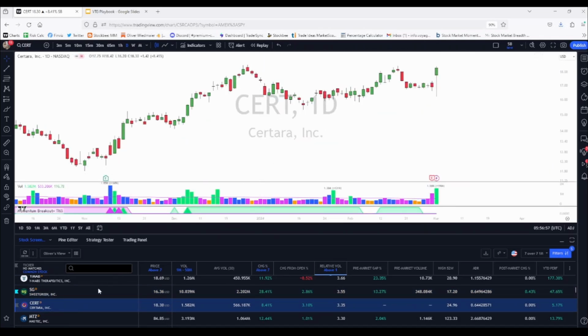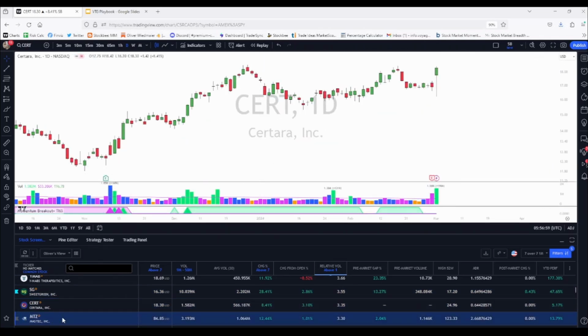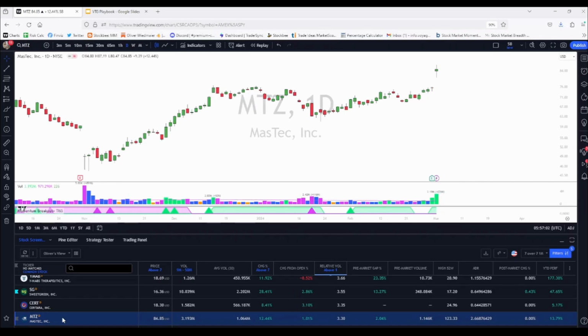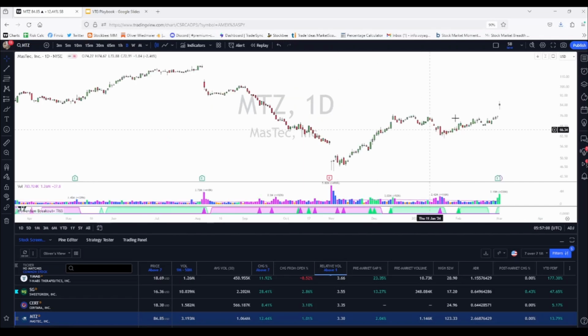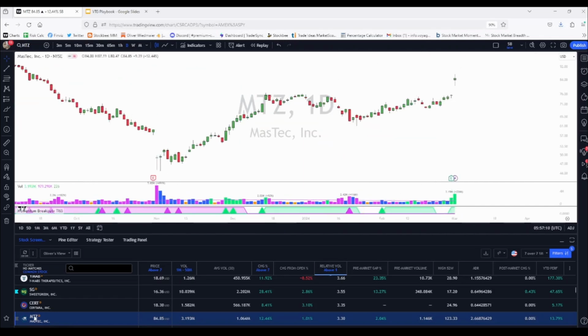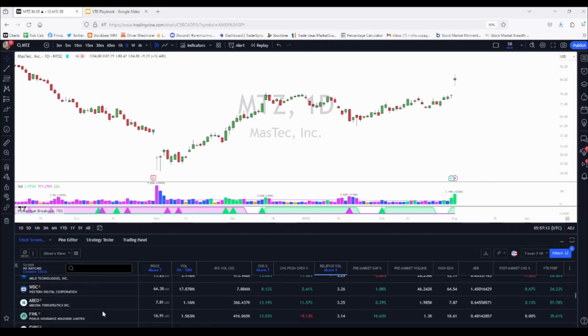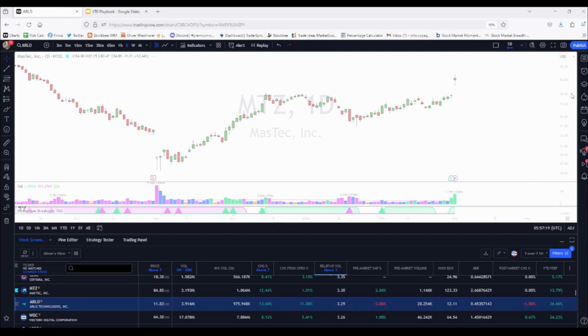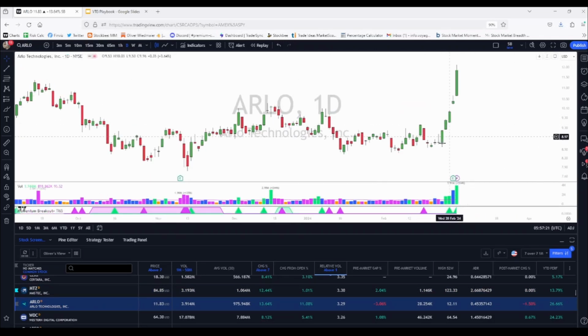CERT does not go on the watch list because it did not have a gap up. I don't like this too much, but it does follow the rules. So we will put that on the watch list. And it's important. You'll see exactly why at the end, why we mark this color instead of putting it on a watch list.